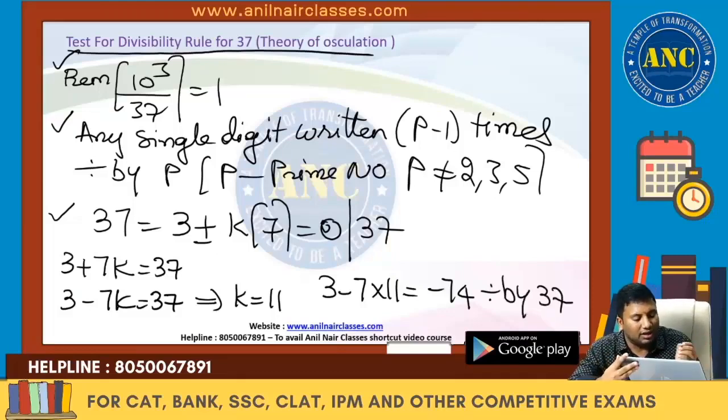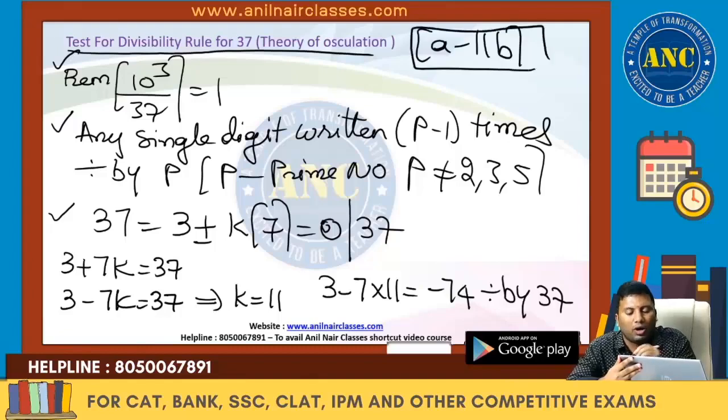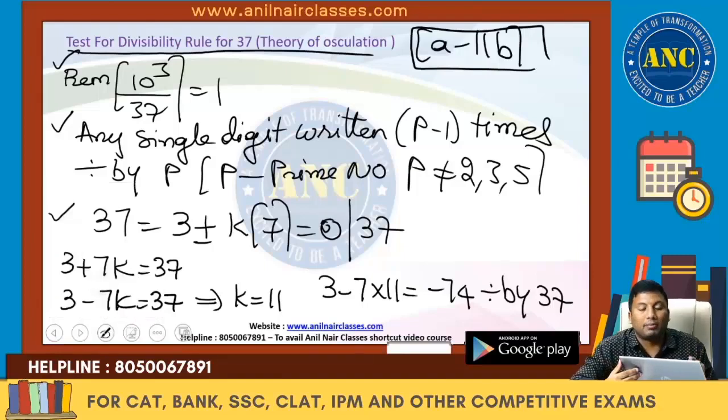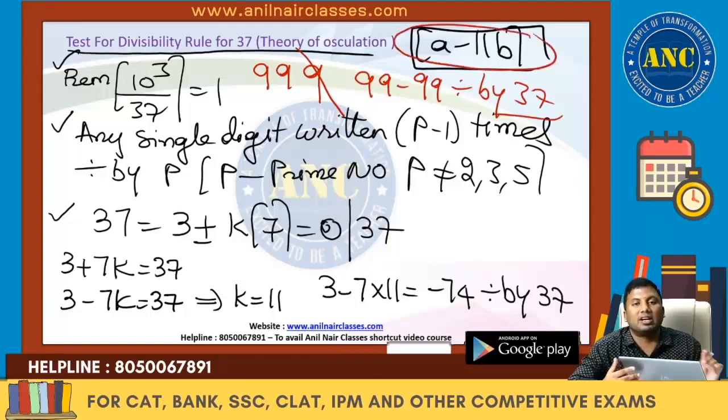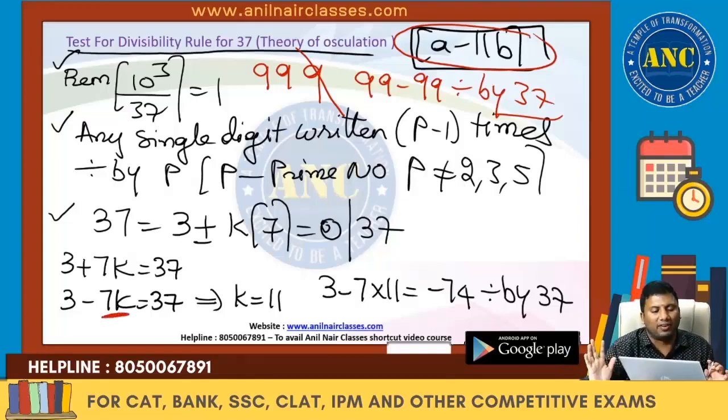So what is the divisibility rule? Divisibility rule: a minus 11b. I hope you are understanding how I am defining the divisibility rule for any prime number. I hope it is clear. Suppose it is 999: 9 multiplied by 11, 9 11s are 99, 99 minus 99 is 0, divisible by 37. A minus 11b is the divisibility rule. Idea clear, right? It's just a matter of finding the value of k. Method 1, method 2, method 3.